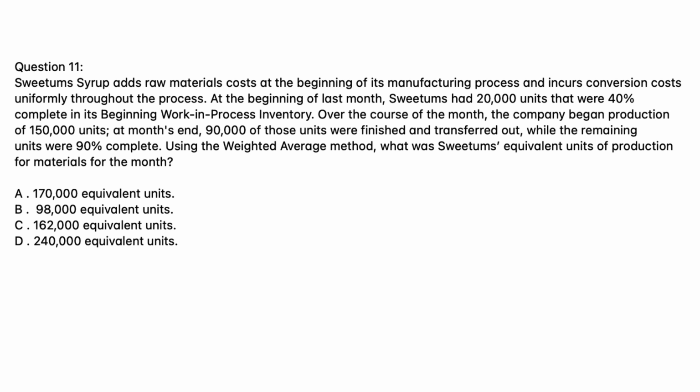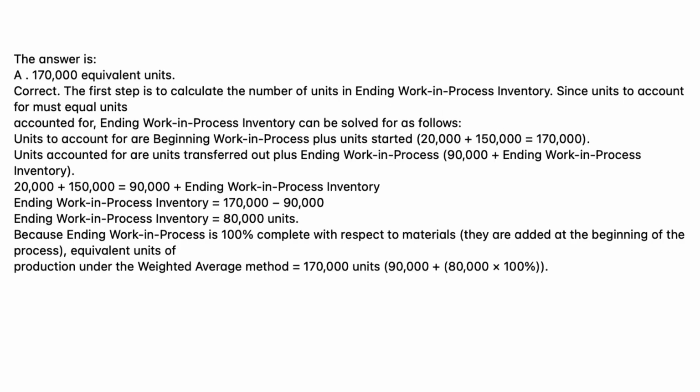A. 170,000 equivalent units. B. 98,000 equivalent units. C. 162,000 equivalent units. D. 240,000 equivalent units. The answer is A. 170,000 equivalent units. Correct. The first step is to calculate the number of units in ending work-in-process inventory.